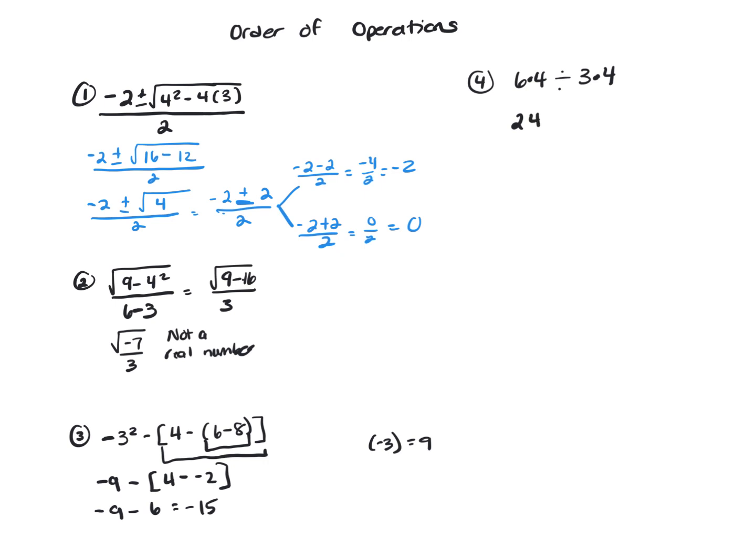So that's going to be 24 divided by 3 times 4. Continue working left to right. That's 8 times 4. 24 divided by 3 is 8. Your answer is 32.